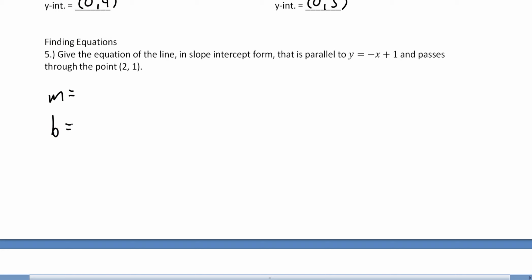Okay? You can also do point slope here, where you find the slope, plug it into point slope, and then rearrange it to put it in slope-intercept form. But again, this one's asking for slope-intercept form, so I want my final answer to be in y equals mx plus b.